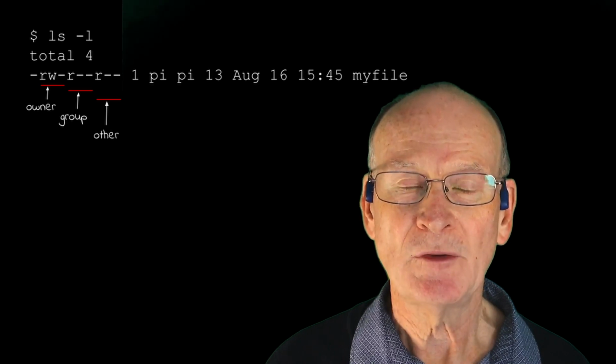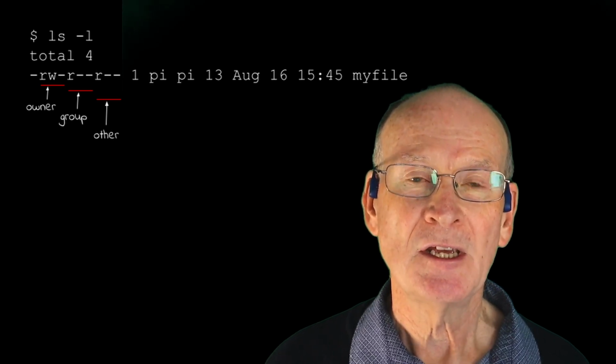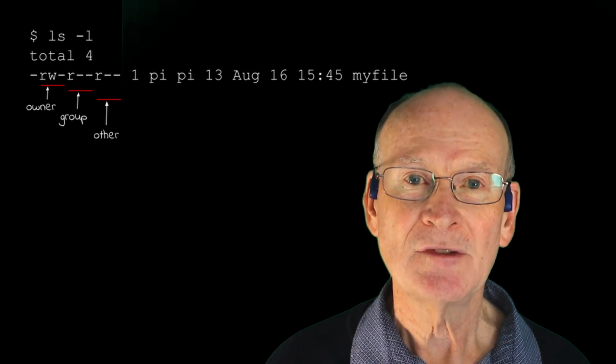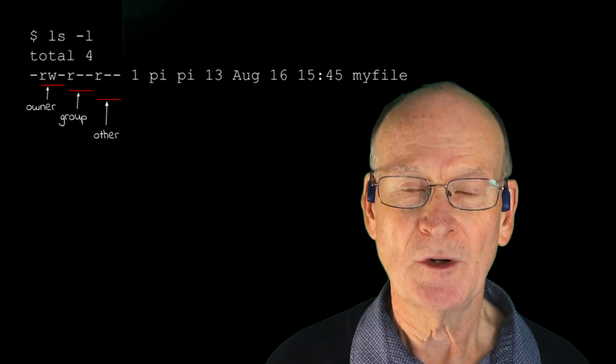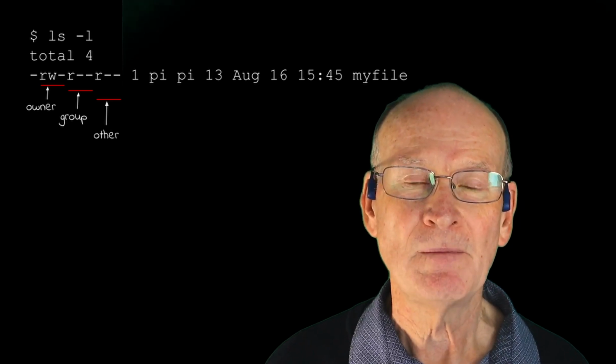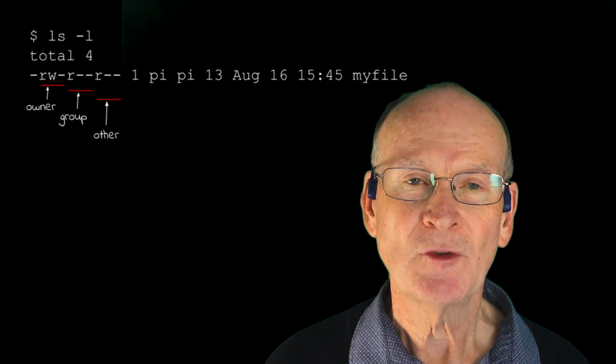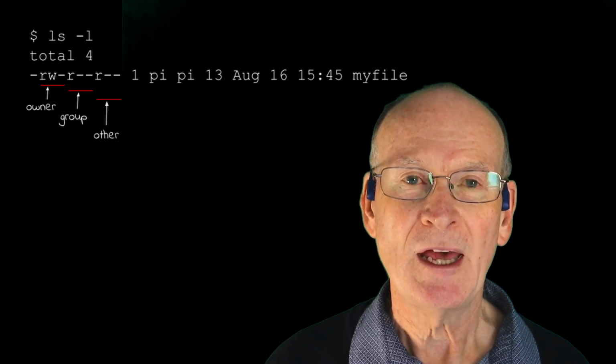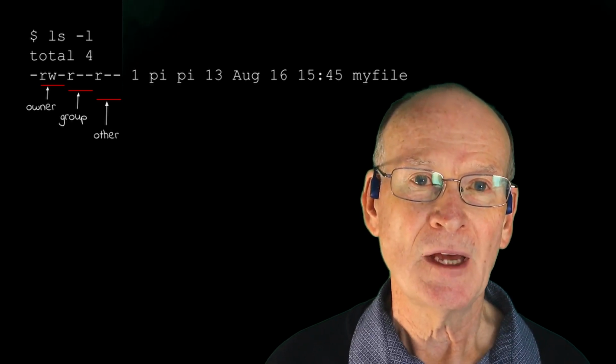So, for example, if you look at this example of an ls using the -l parameter, L for long, gives us a long listing of what's in this directory. And you can see I've only got one file here, my file, and it's got permissions for the owner, the group, and other. And you can see them here.